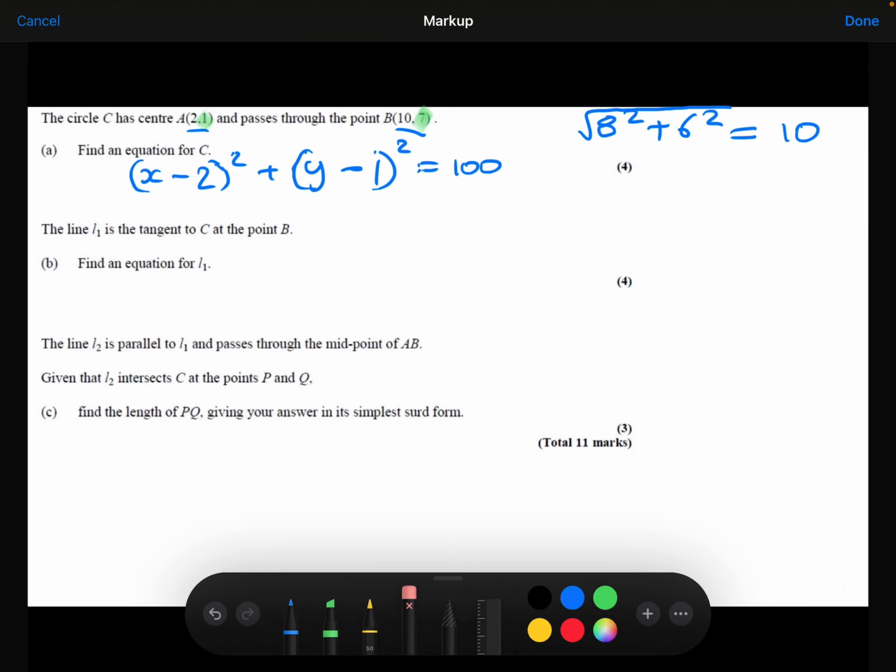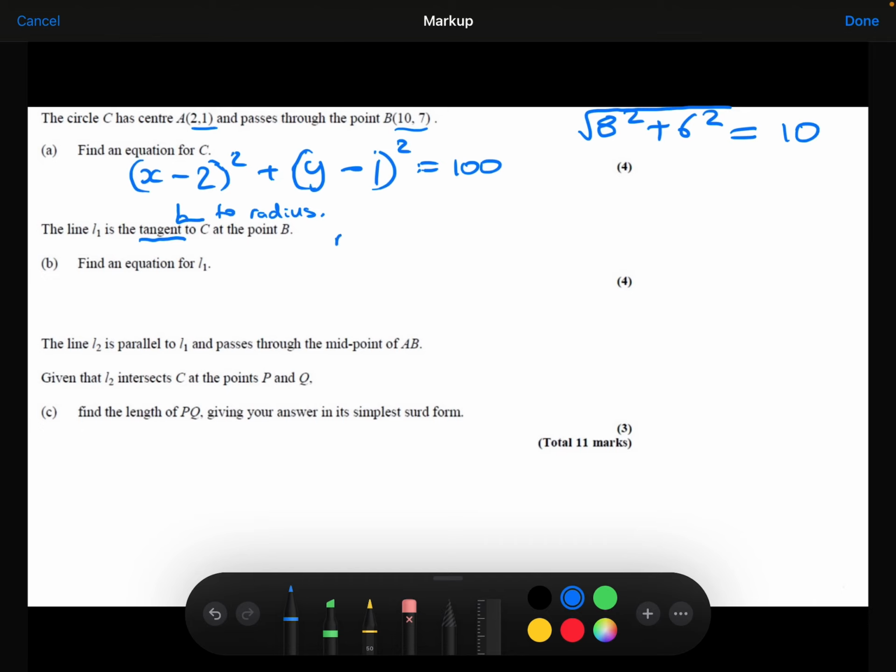Part b says the line L1 is tangent to the circle at the point B. Find an equation for line L1. Well, if it's a tangent to the circle, then I know that means it's perpendicular to the radius at that point. So if I can work out the gradient of the radius at B, then I know the tangent will have the negative reciprocal gradient.